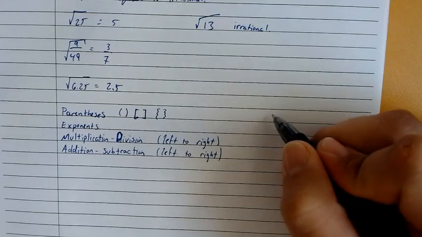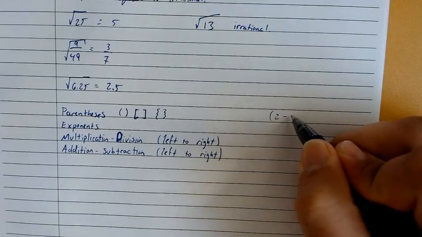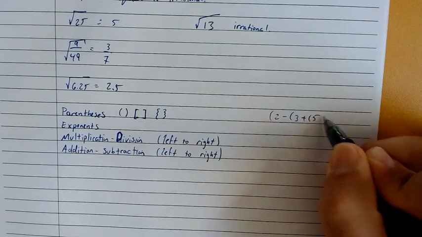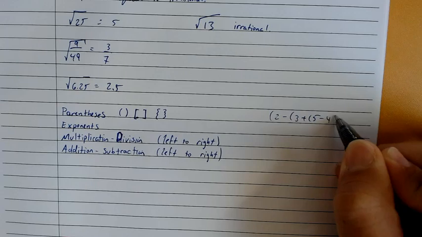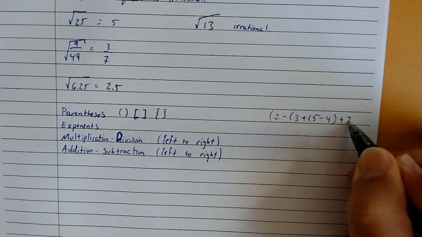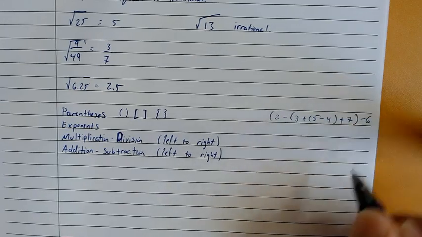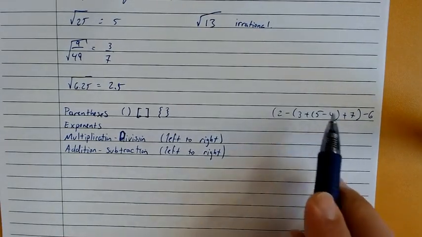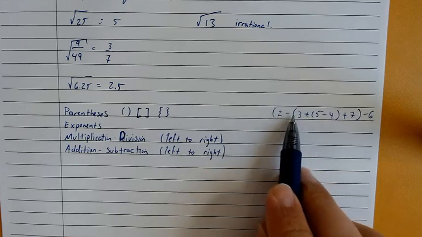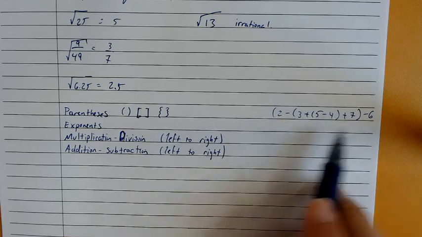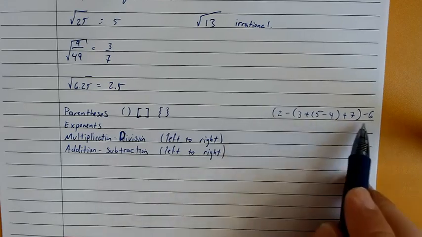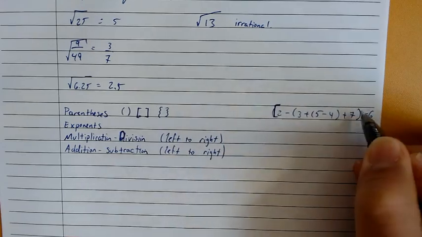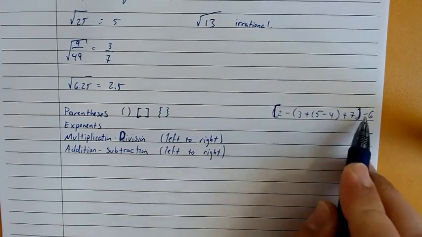If you have a problem that looks like this, 2 minus open parentheses 3 plus open parentheses 5 minus 4 close parentheses plus 7 close parentheses minus 6. After you have enough parentheses, it gets hard to tell which one is with which. So when you have a lot of parentheses, it might be useful to have different shapes. That way it's easier to tell, oh yeah, look, that one's paired with that one.